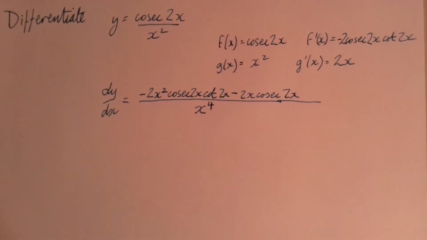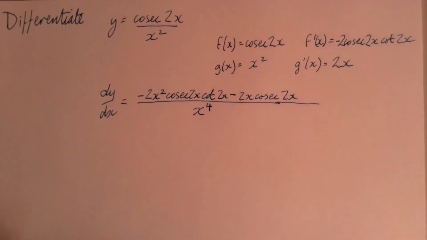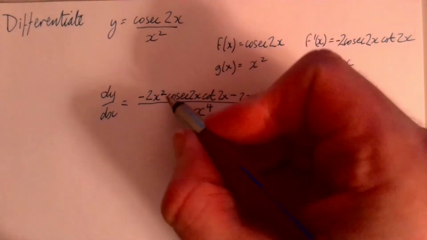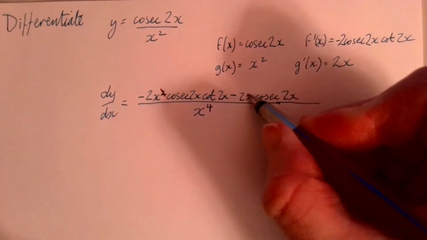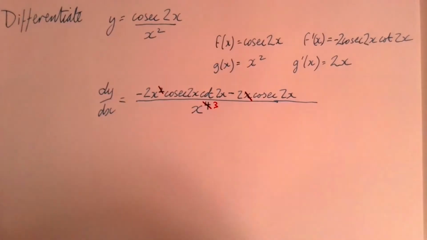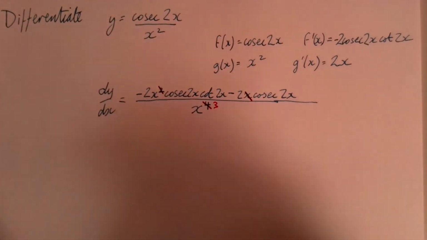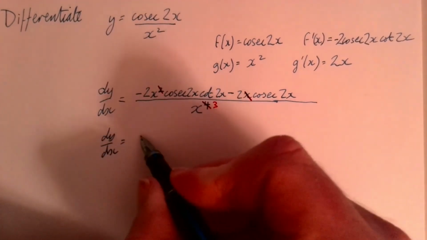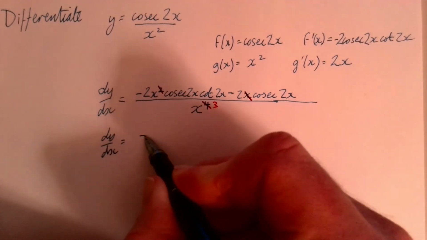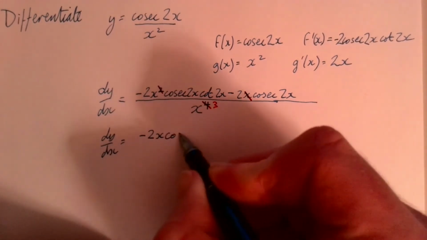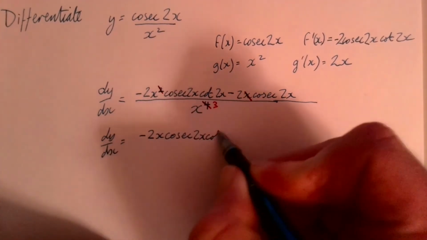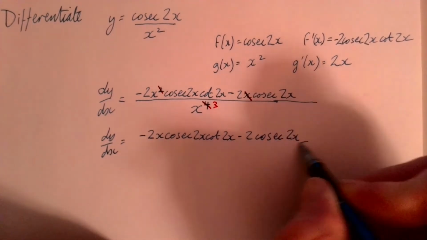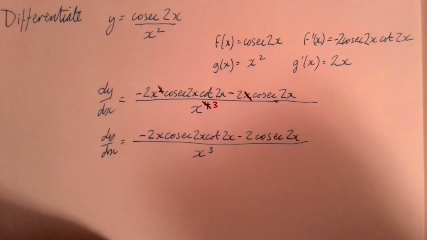At this moment, just look to see if there's anything we can simplify by, and there is, because we've got two terms on the top, haven't we? This one here has got an x in it, this has got an x in it, and that's got an x in it. So we can do all of that and then just write it out one more time neatly. So we've got minus 2x cosec 2x cot 2x, take 2 cosec 2x, all over x cubed.